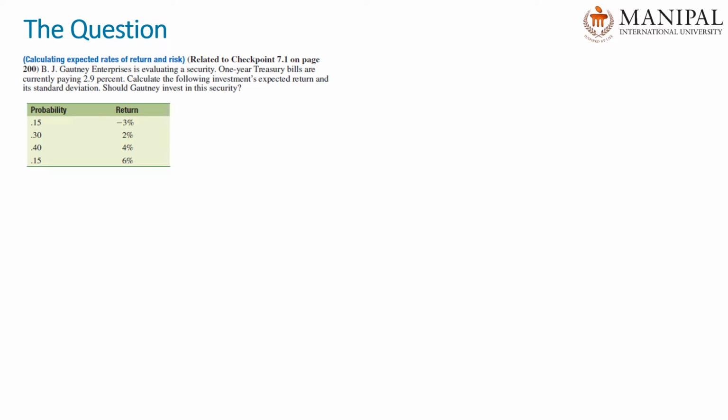So in this video I put in a very simple question. If you look at this question, I hope you can see it. Here we have this company, BG Courtney Enterprise, which is evaluating securities. A securities. One year treasury bills are currently paying 2.9%. That is the treasury bill. Calculate the following investment's expected return. So you have to calculate the expected return and standard deviation. So this is the risk.